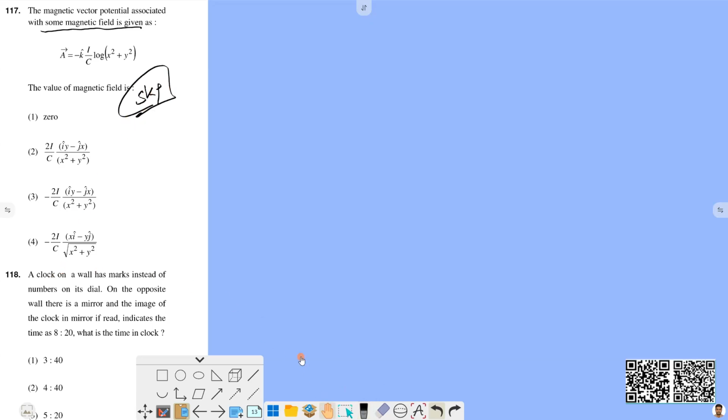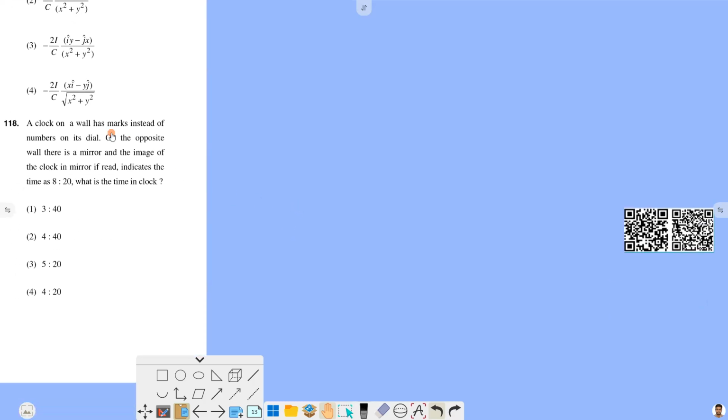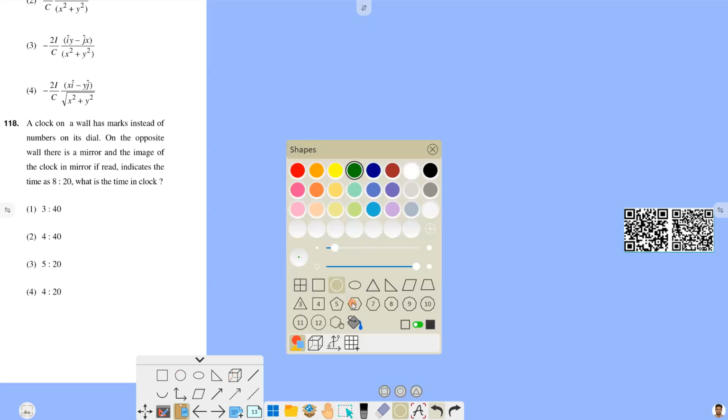Now moving to the 118. A clock on the wall has marks instead of numbers on its dial. On the opposite wall, there is a mirror, and the image of the clock in the mirror is read. It indicates 8:20. What is the time in the clock? So actually what we have done here is that we have read time in the mirror. So let me first draw the mirror here. If I have the 12 direction, yes, I think it will work.